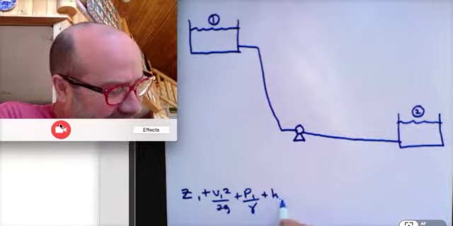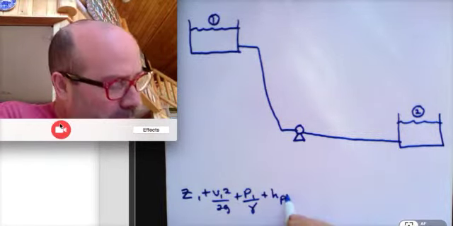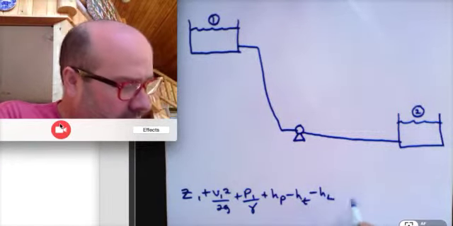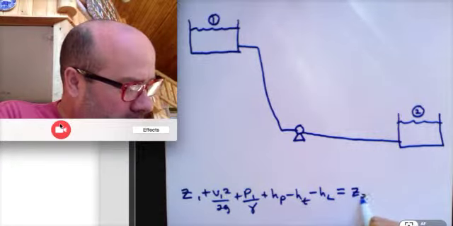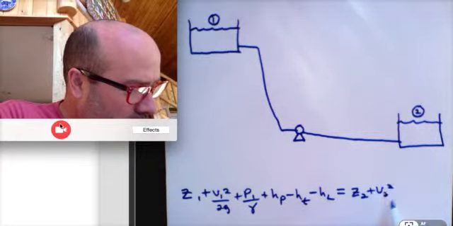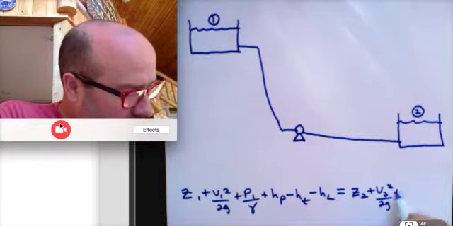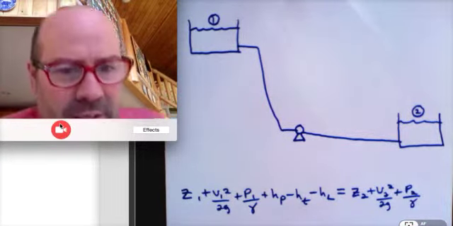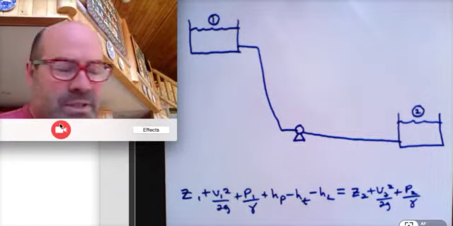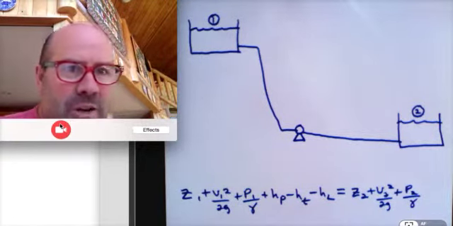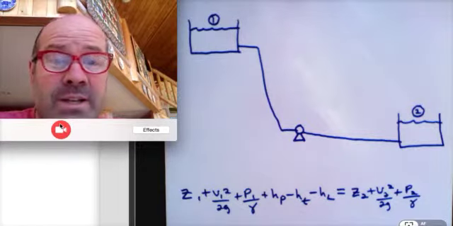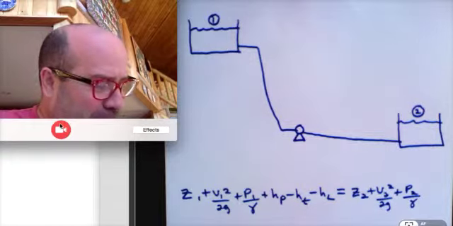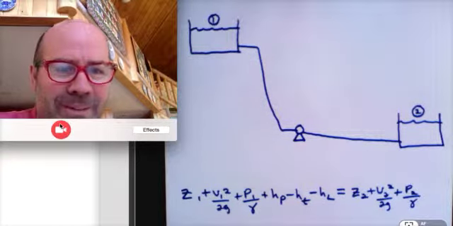Plus any head added by a pump, minus any head taken away by a turbine, minus any head loss, equals the height at point 2, plus the velocity at point 2 squared over 2g, plus the pressure at point 2 over gamma. And one of the reasons the conservation of energy principle is always one of my favorite engineering principles is simply because you can always cancel a whole bunch of stuff out, and it makes it pretty easy.